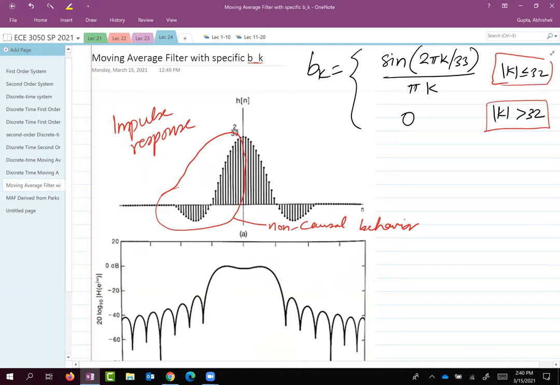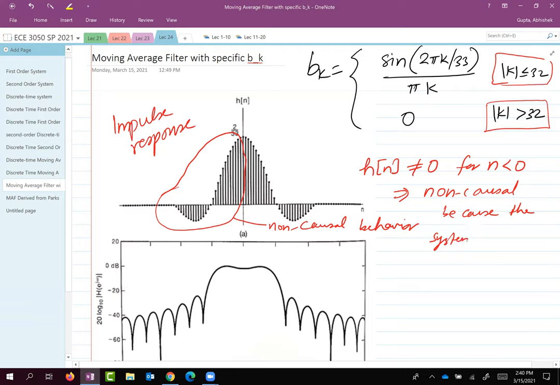Right. Any system whose impulse response is non-zero before time t equals zero, or before n equals zero, is non-causal because it's anticipating what's going to happen in the future. The impulse response is not zero for n less than zero. This implies it's non-causal because the system anticipates future input.